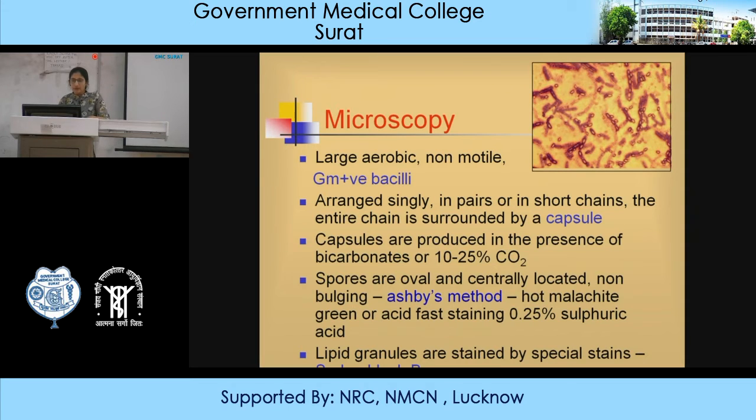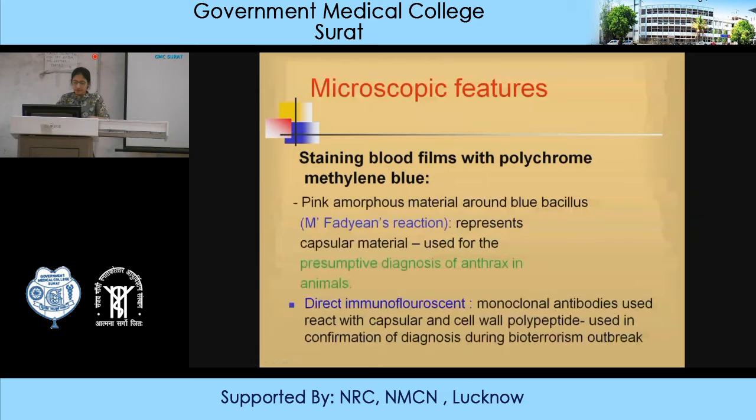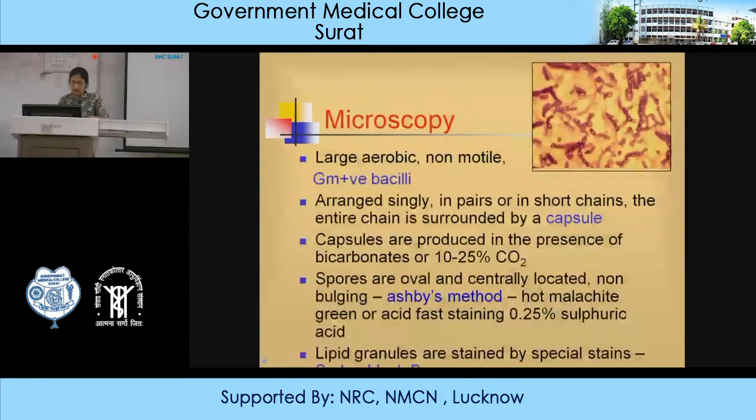One method used specifically for the spores is known as Ashby's method, using hot malachite green or acid-fast staining with 0.25% sulfuric acid for staining these spores. Then the lipid granules are stained by special staining methods like Cowdry type B.